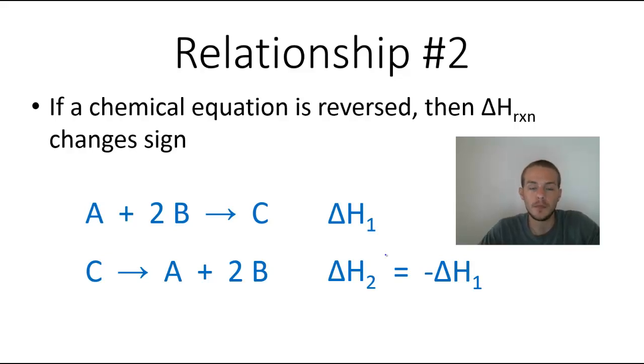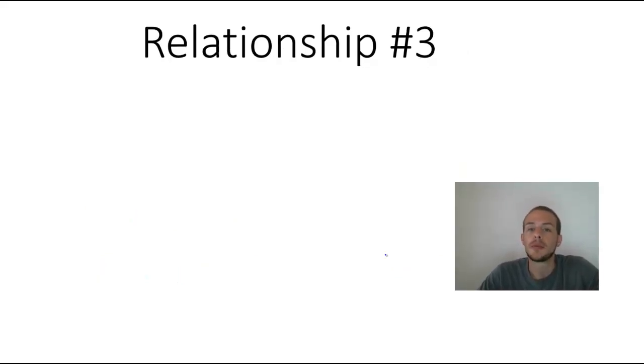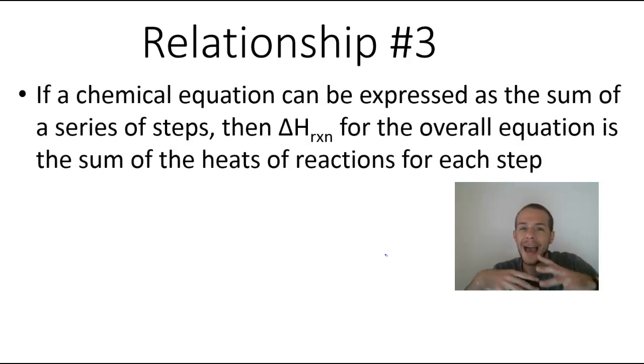Then there's relationship number 3, which has to do with when you add chemical equations together. When you add two or more chemical equations together, how does that affect a delta H value? So the relationship goes as follows.